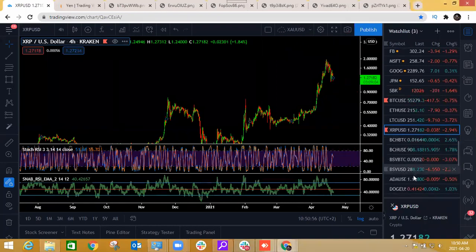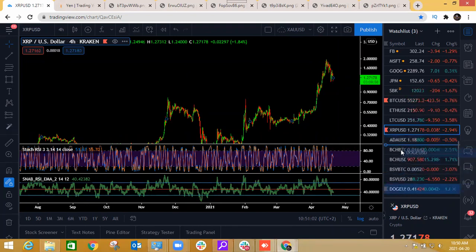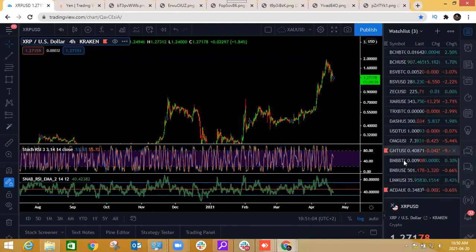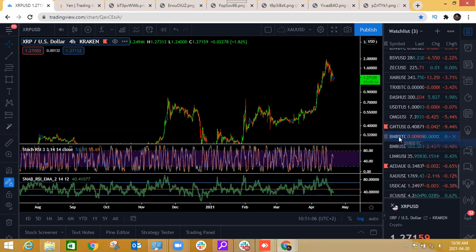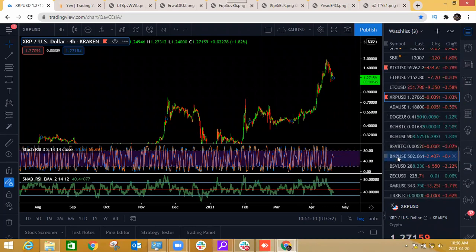Let's look at some of the small coins as well, the altcoins. ADA, Doge. What else do I have? I want to look at the Binance coin as well, because there's a lot of opportunities on these coins. Let's put Binance here.